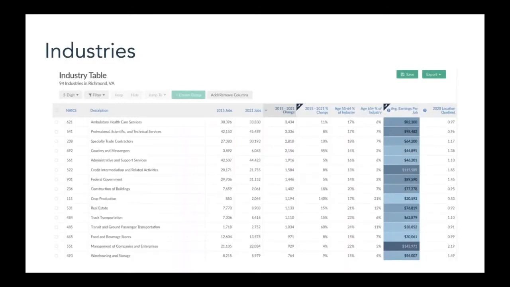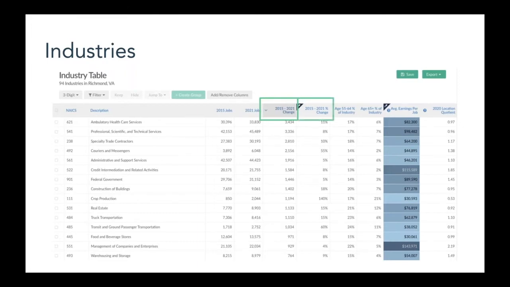So let's dive into industries. This is just an example, an industry table that I pulled from our analyst platform for Richmond, Virginia, because that is my hometown. And so it's fun to look at. And these are some of the key basic metrics that you'd want to look at when analyzing industries. So I'm looking at job change from 2015 to 2021, just answering the question, what are the industries in my region that are growing? Where are new jobs coming into being in the region? What kind of business activities are they associated with?